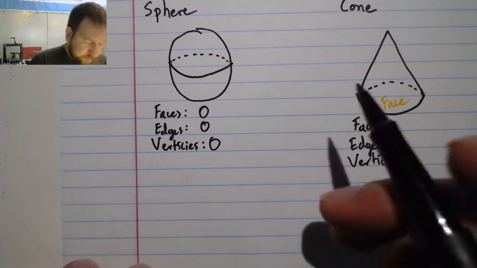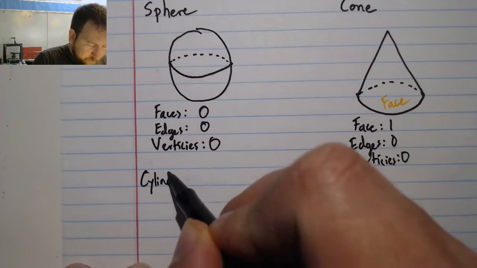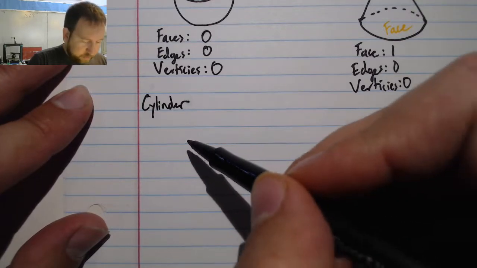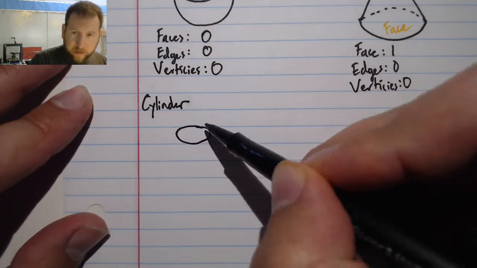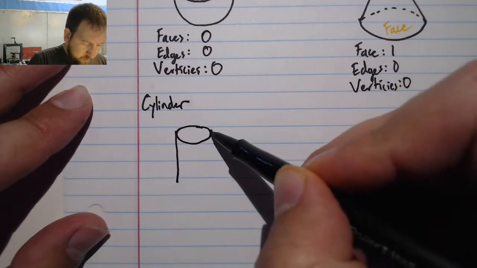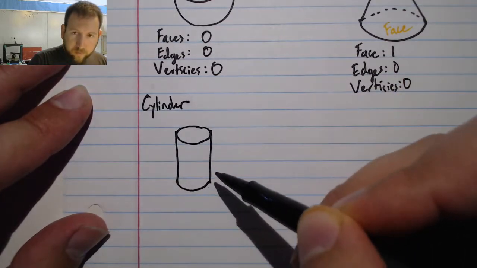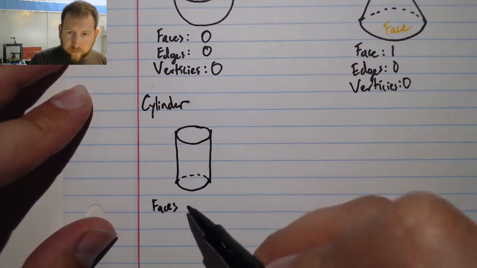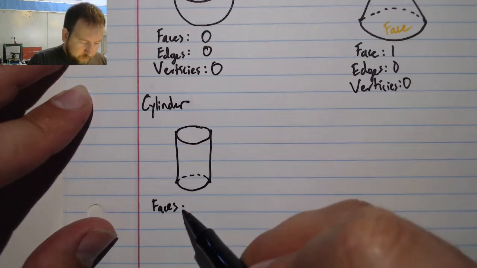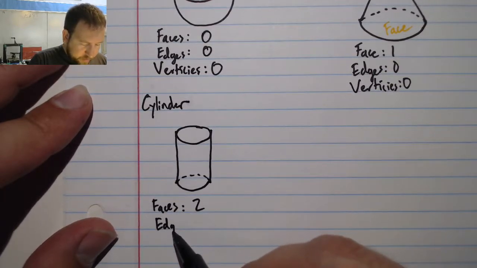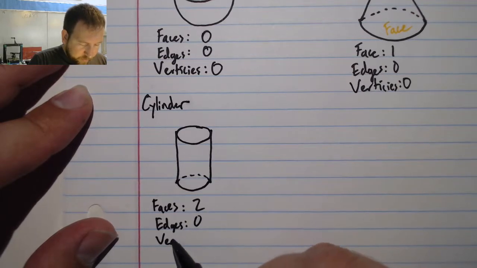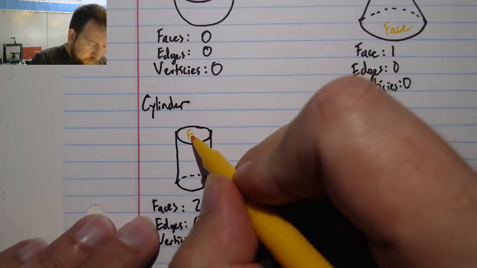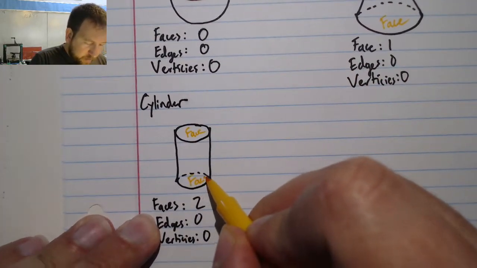Let's take a look at a cylinder. Cylinder here looks like this. Let's see if I can draw it. I've got a circle-y do up there. And in this case, faces, we have 2, but still no edges and no vertices. And our faces are here and here.